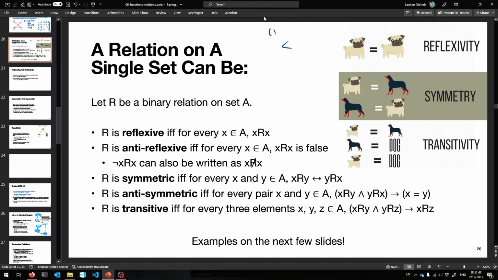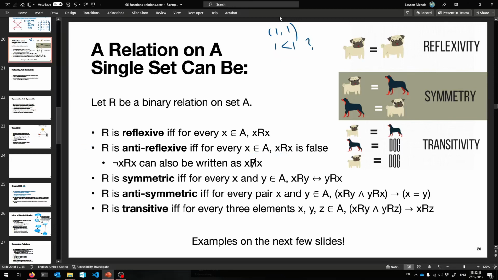So is 1 related to 1 under the less than relation? Is 1 less than 1? No, it's not. And so R is not reflexive. If it's less than, it's actually anti-reflexive. That's the other way of saying that. R is anti-reflexive if and only if, for every x in A, xRx is false.